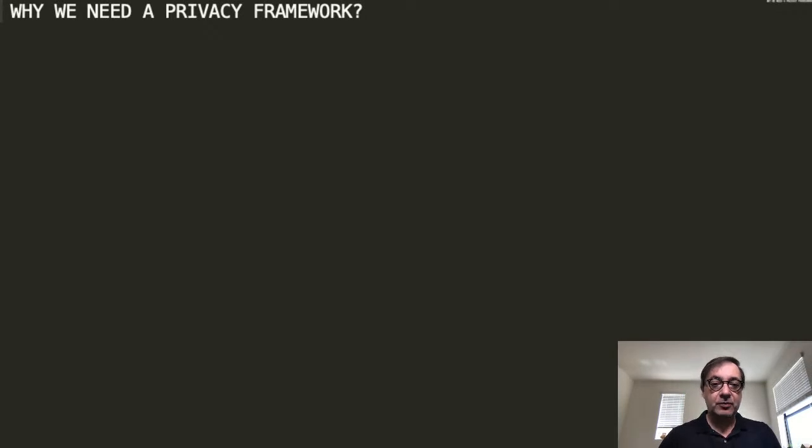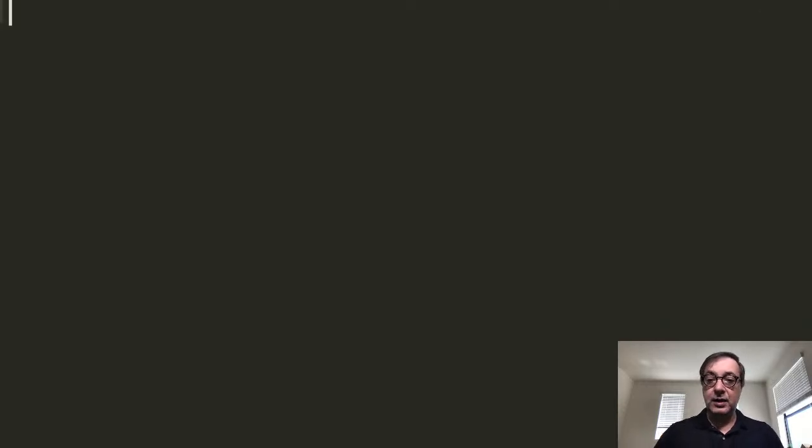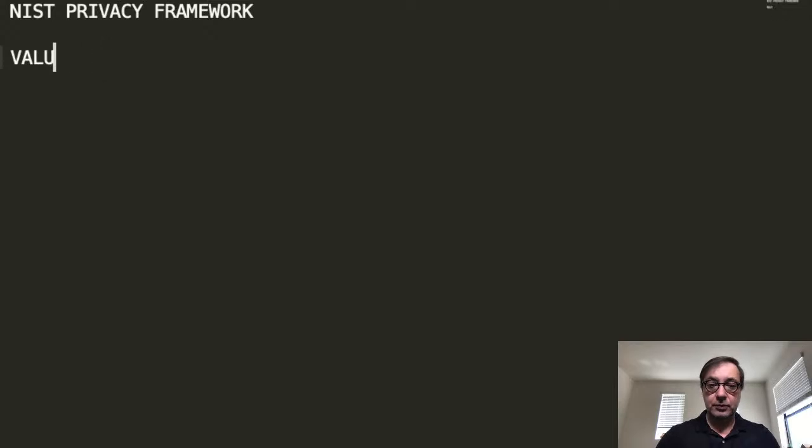All right, so let's move on and start with the NIST privacy framework. That's the name of it. The NIST privacy framework has a value proposition. I'll put it up here for you. Value propositions, that it has.